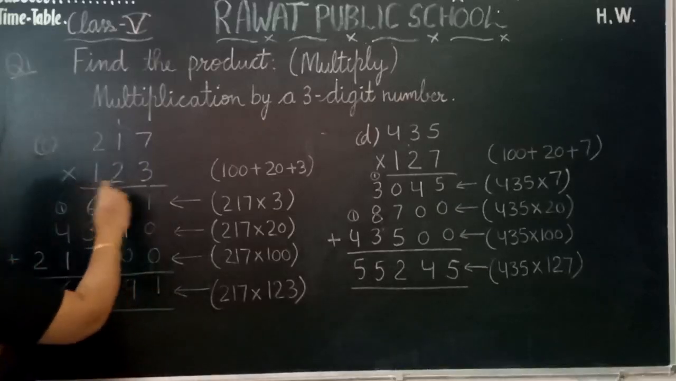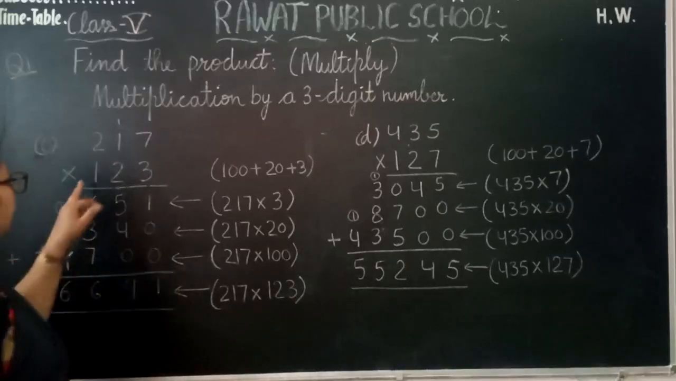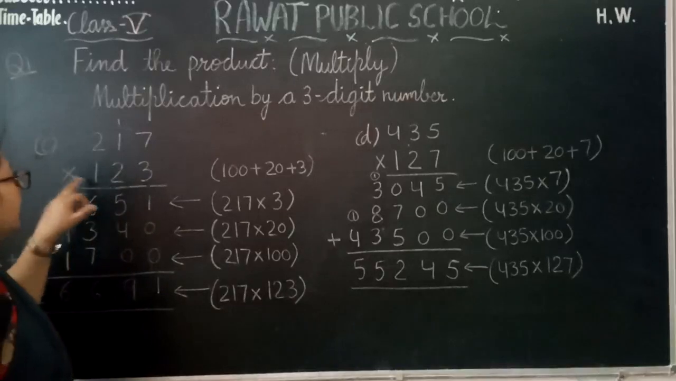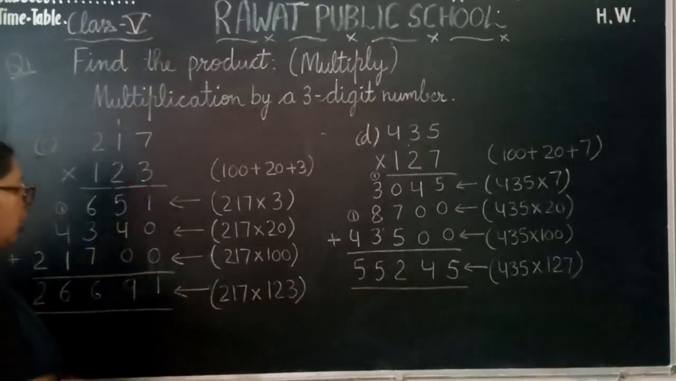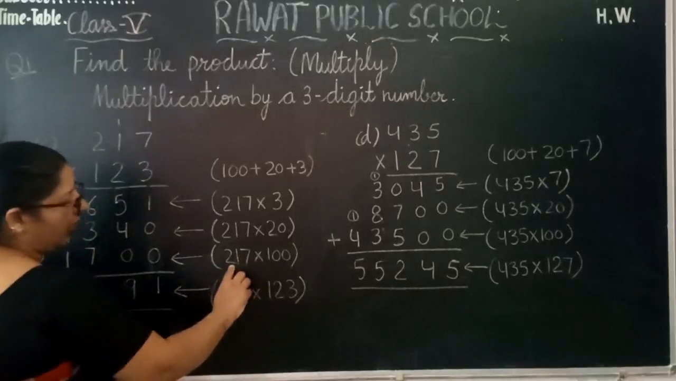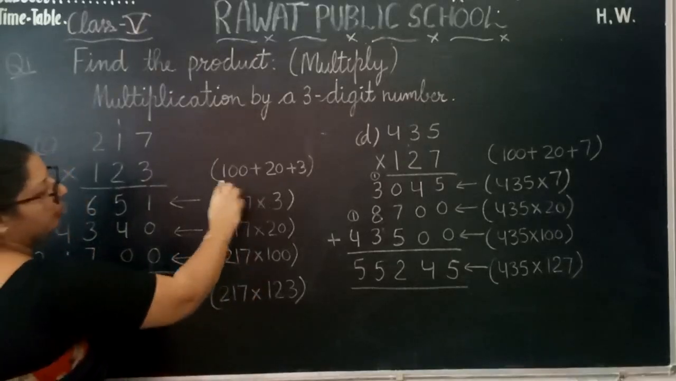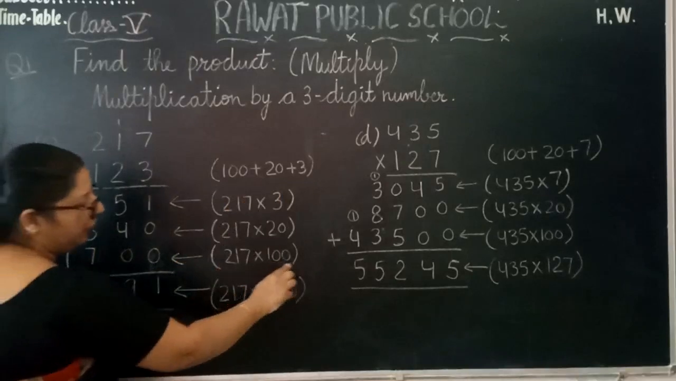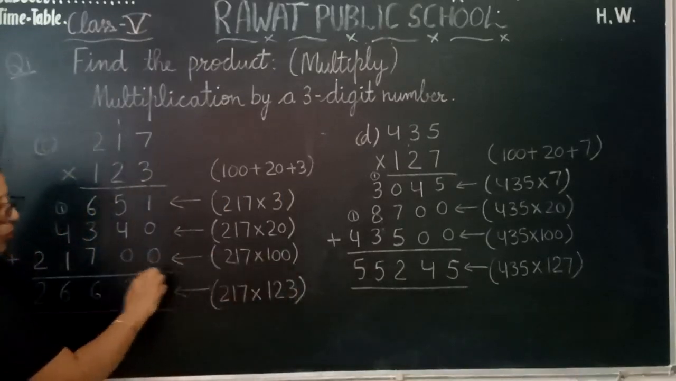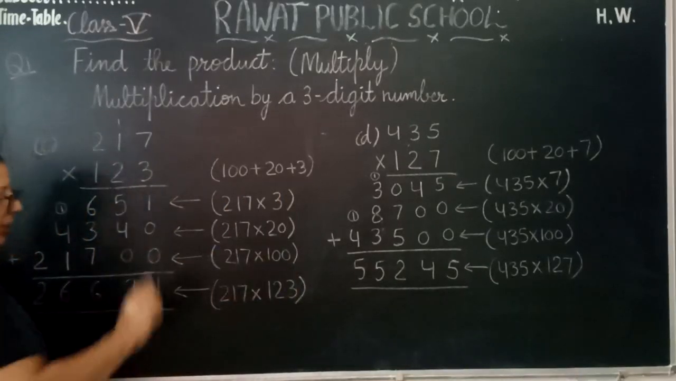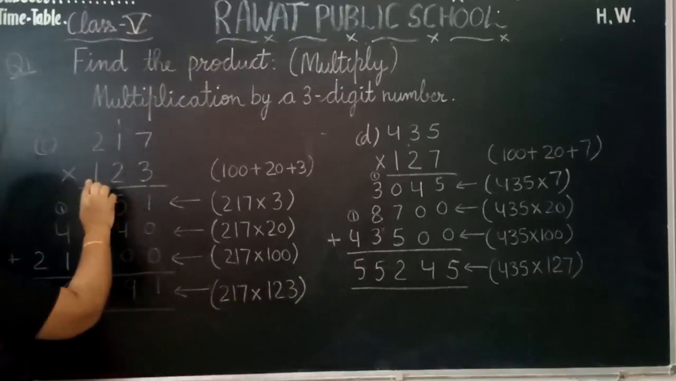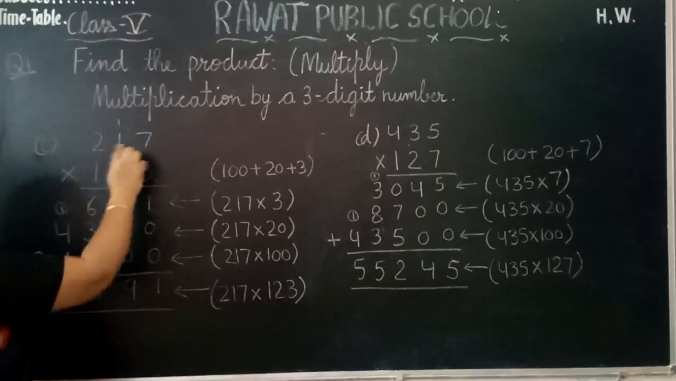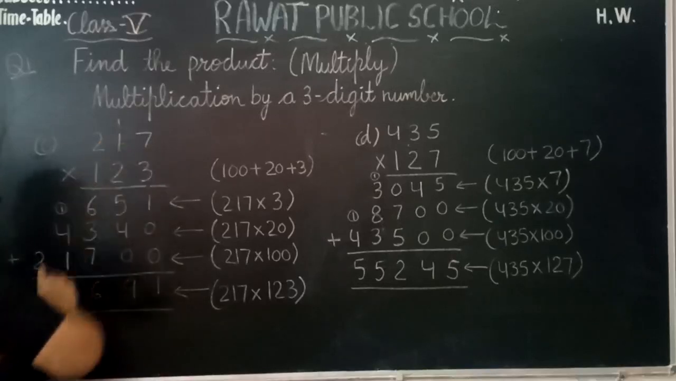Now last we multiply by 100. The place value of 1 is 100. So we multiply 217 by 100. In 100 there are 2 zeros, so we put 2 zeros here. Now multiply by 1. We have put the zeros here, only 1 is left. So 1 seven is 7, 1 one is 1, 1 two is 2.